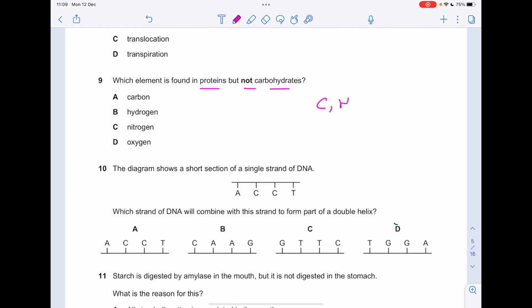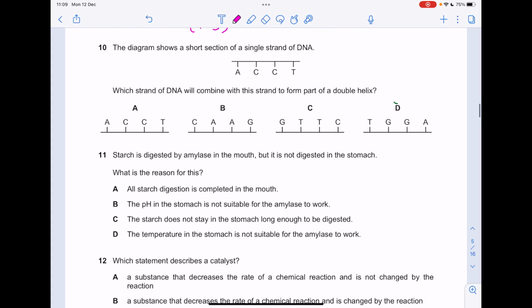So they both contain carbon, hydrogen, oxygen, but proteins have the addition of nitrogen and potentially sulfur. So that's why it's not carbon, hydrogen, or oxygen. The answer is C, nitrogen.